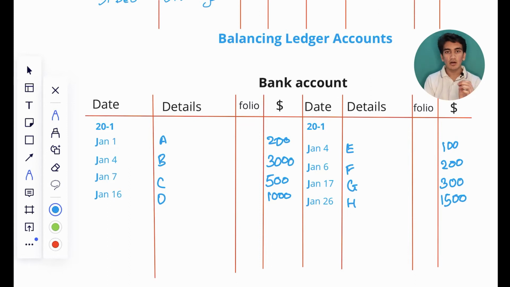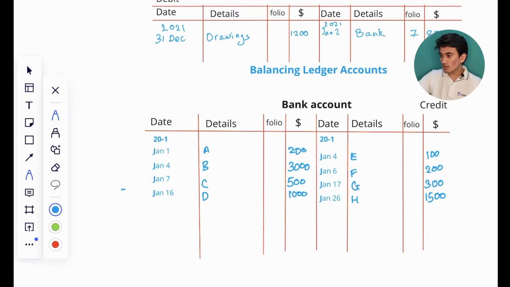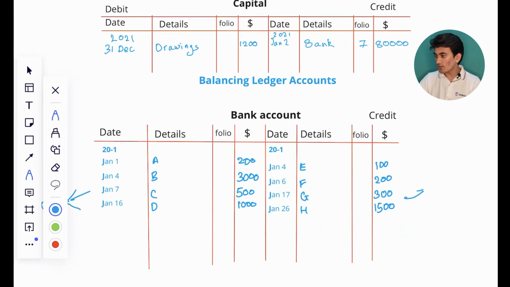So now our first step in balancing is calculating the sum on the debit side and the credit side. So let's calculate the sum on the debit side. Our sum will be 3000 plus 1700, which is 4700. So if you add up 200 plus 3000 plus 500 plus 1000, you'll get 4700. Similarly on the credit side, if you add up your values 100 plus 200 plus 300 plus 1500, you will get the value 2100.